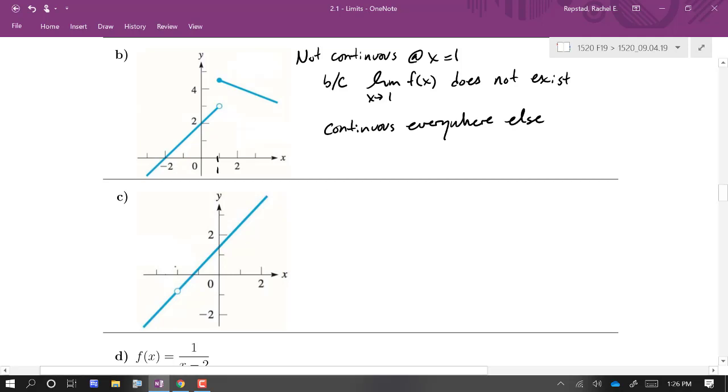So we have a continuity problem at -2, right? So this is not continuous at x equals -2. We would just say that the domain of this function is all real numbers except -2, right? Just -2 is not in the domain, which is another way of saying that f of -2 does not exist. Seems to be continuous everywhere else.